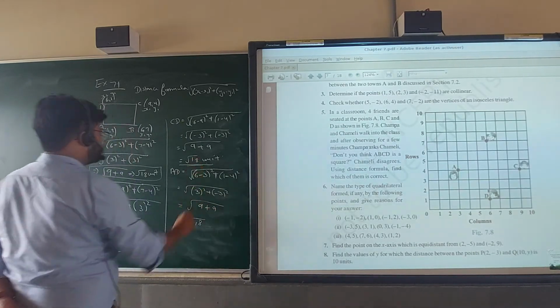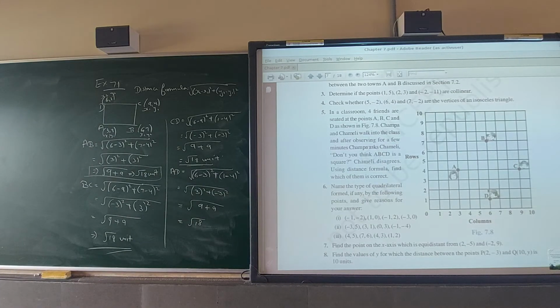So all are coming root 18, which means this figure will be a square. So ABCD will be a square.